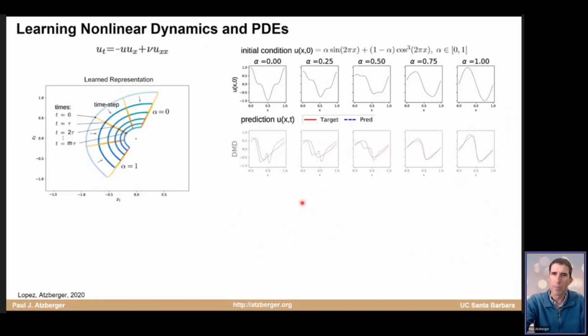So this is just making some comparisons with dynamic mode decomposition. You can see it struggles a bit to build up the evolution of this particular solution under the Burgers equation using just a superposition of a few modes.